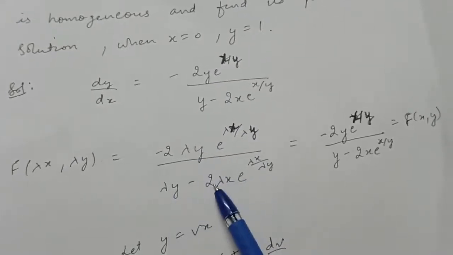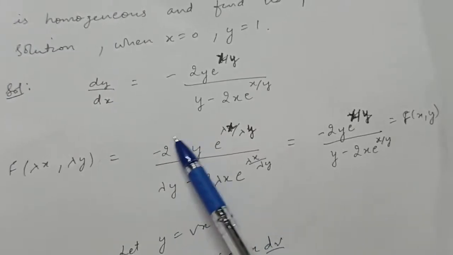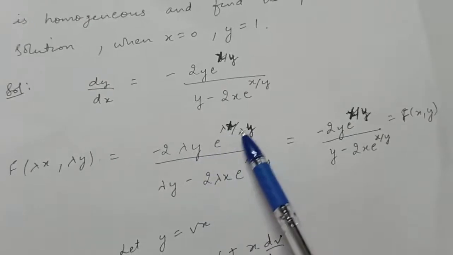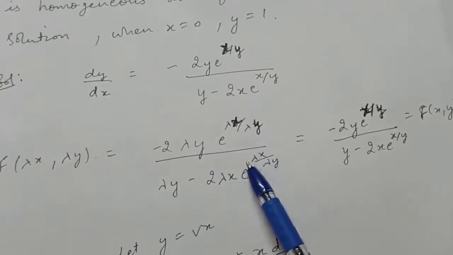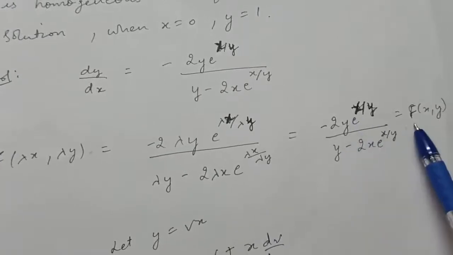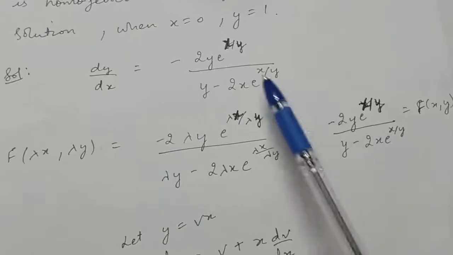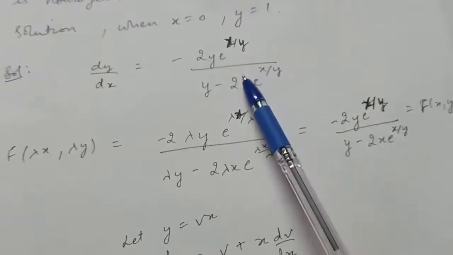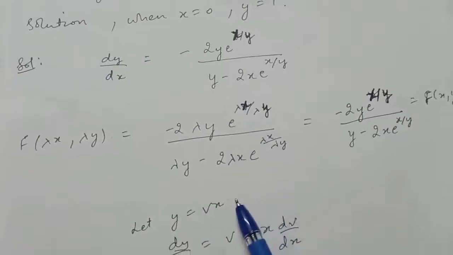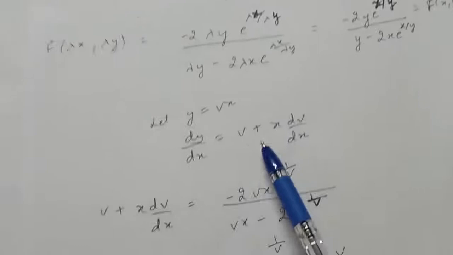Now see, I can take lambda common from the denominator and cancel out that lambda with the lambda present in the numerator. Also this lambda will cut, this lambda will also cut, right? So you will just get the function f(x,y) only. So we can say yes, this function is homogeneous of degree 0 and therefore this differential equation is homogeneous. Now you know, let y be equal to vx. So dy by dx will be this.